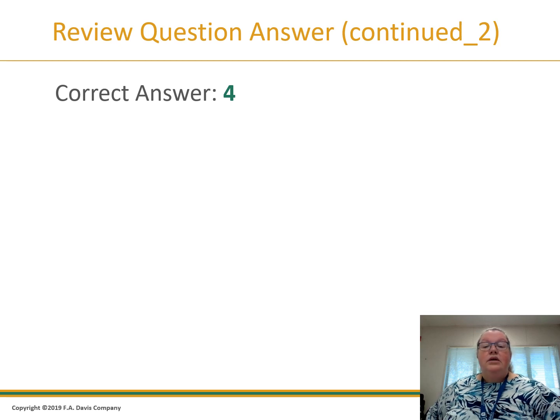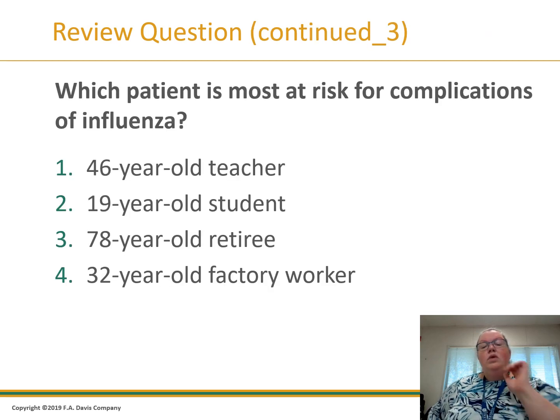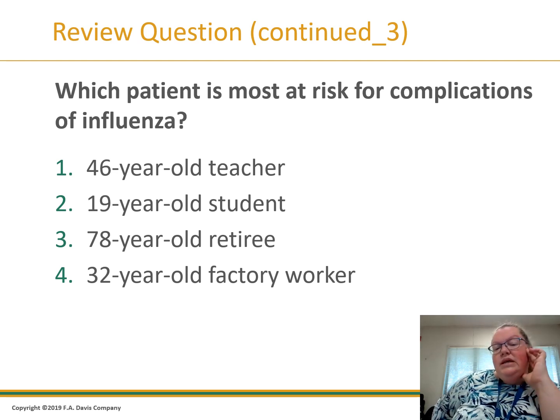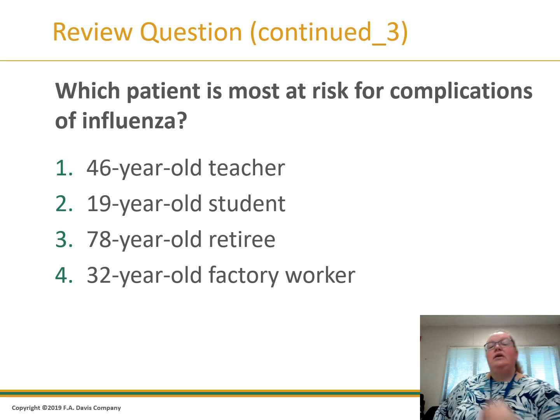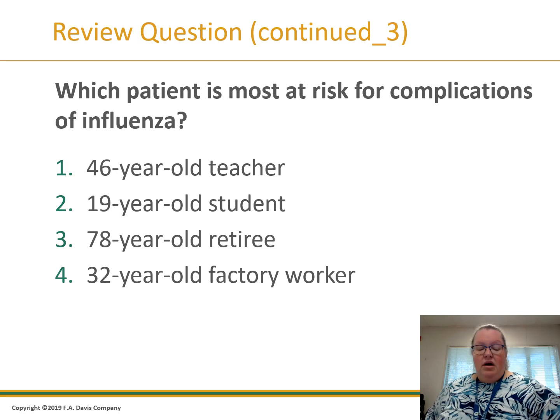Oh well. Number 4. Which patient is most at risk for complications of influenza? A 46-year-old teacher, a 19-year-old student, a 78-year-old retiree, or a 32-year-old factory worker? Most at risk for complications for influenza. I'm going to say I think it's number 3 because elderly are at risk for most everything, and that's the only elderly option.